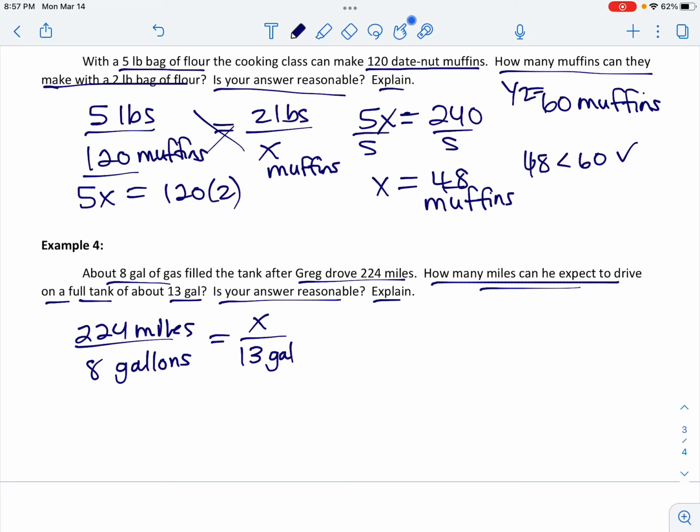So now I have my proportions set up. I can cross multiply those. So I have 8x equals 224 times 13. So 8x equals, and if we multiply that out, 224 times 13 is 2912. Remember, if you have to multiply it out longhand, write it out.